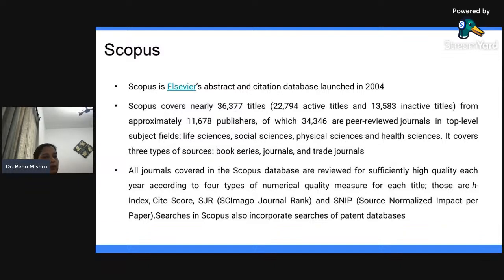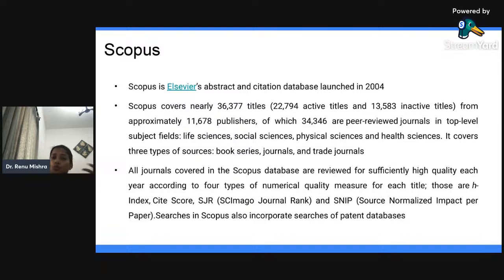Okay. Now coming back to Scopus. When we talk about Scopus, they have roughly around 36,377 titles. The numbers may vary. Let me clear it in advance that the number may vary, so please go ahead with the latest one if you find any changes.